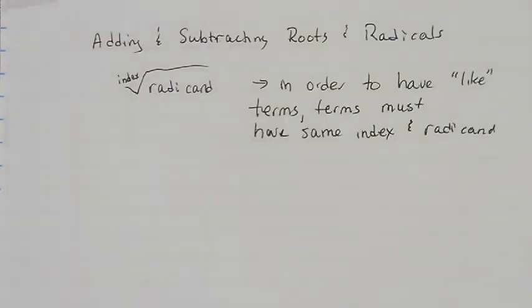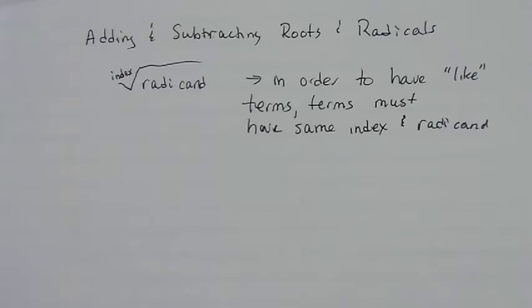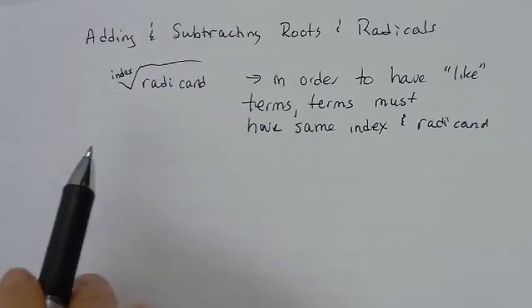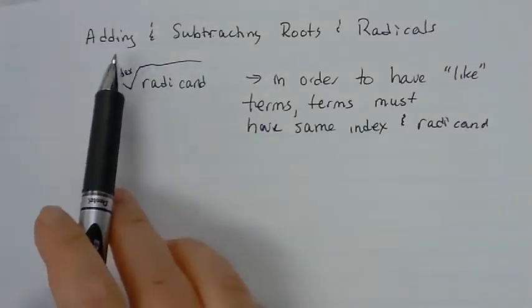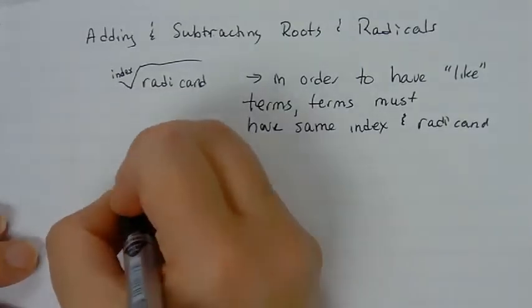Let's talk about adding and subtracting roots and radicals now. Adding and subtracting is different than multiplication and division. Multiplication and division, you just needed the same radicand, the same base number. But when you're adding and subtracting radicals, they have to be like terms. So they have to have the same index number and the same radicand. Let me show you an example of that.